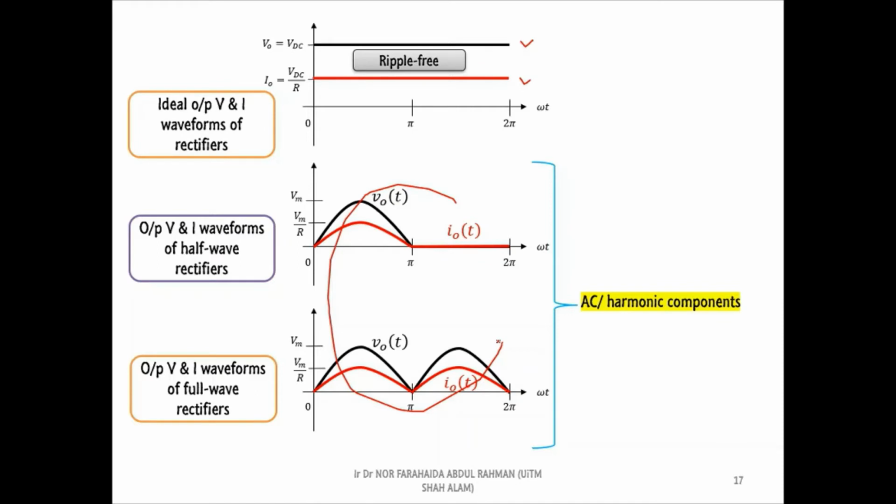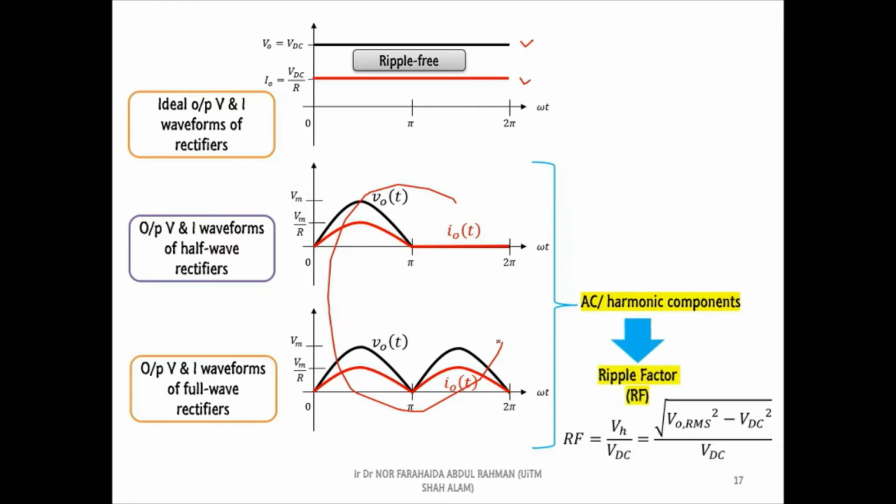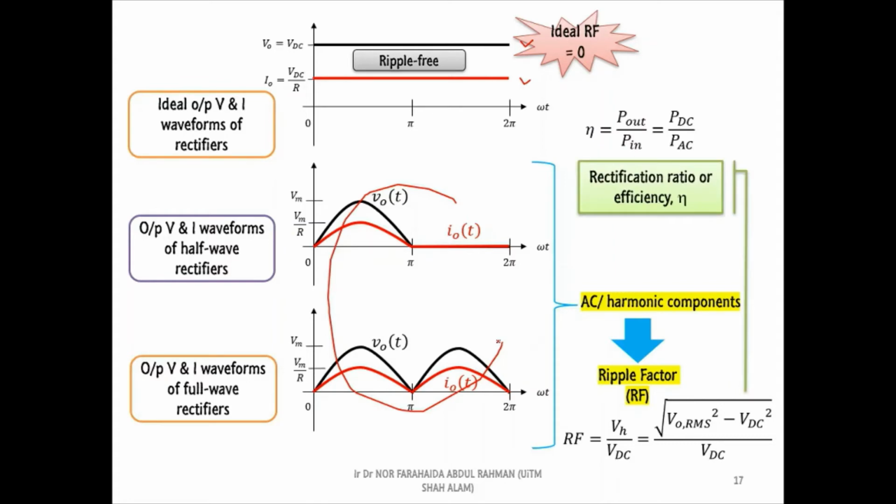Other than that, the ratio between the harmonic and the DC components represents the ripple factor of the waveforms. Ideally, the ripple factor should equal 0. Moreover, the rectification ratio or the efficiency of the rectifier is also affected by the ripple waveforms. In ideal condition, the efficiency of the rectifiers is 100%.